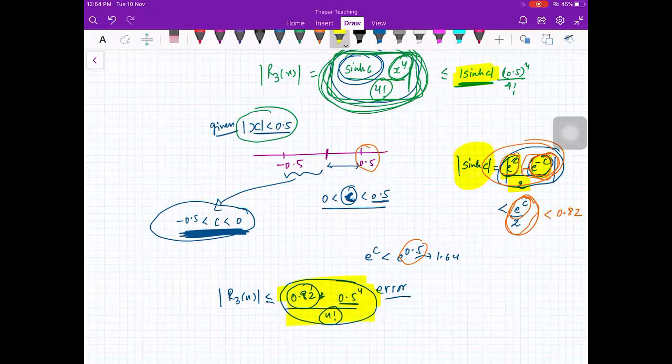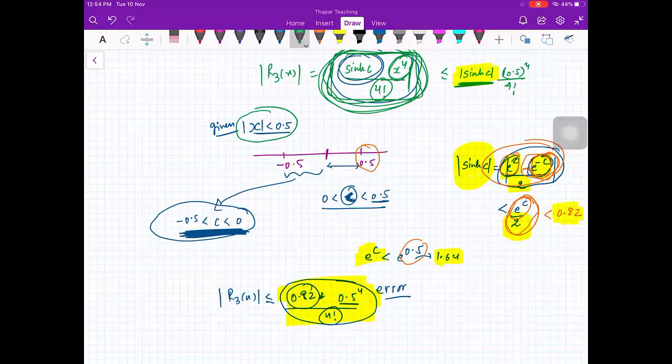There are 2 more questions in your tutorial sheet. Ma'am, it was only 0.5, but 1.64 came. e raised to power c is 1.64 and we have to divide by 2 also, right? So sine hyperbolic c is less than 0.82. Okay, beta?